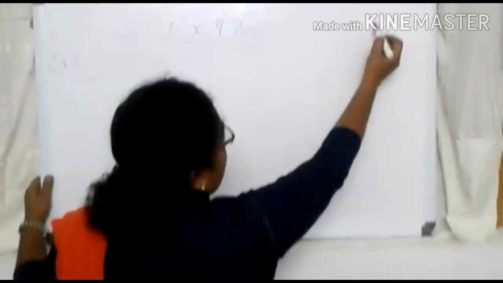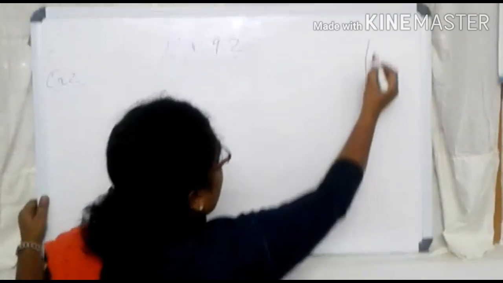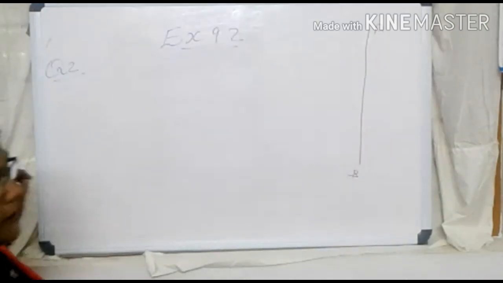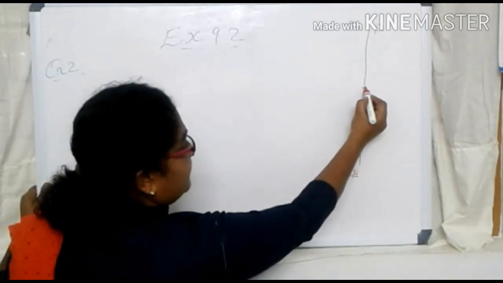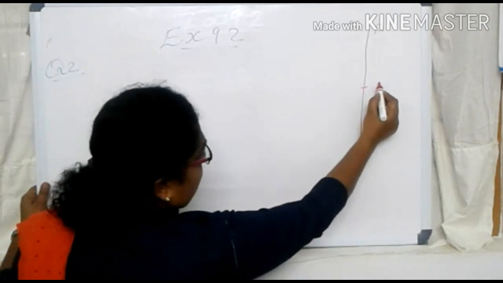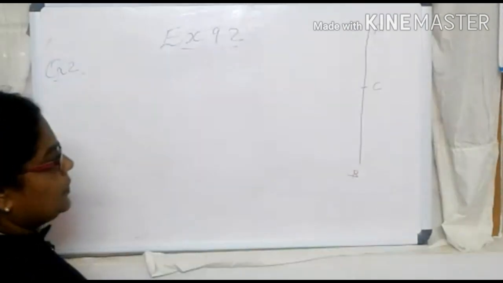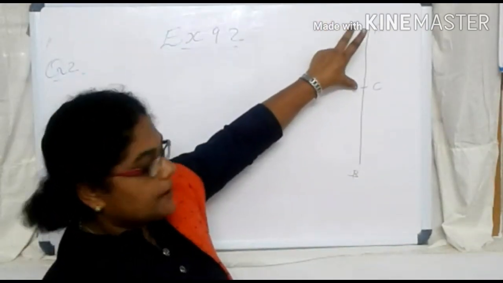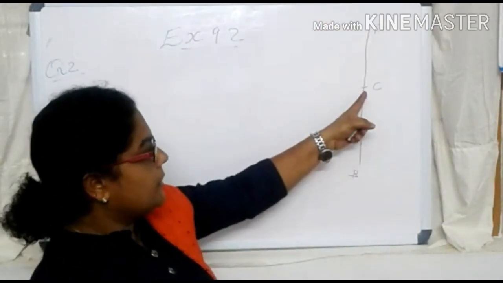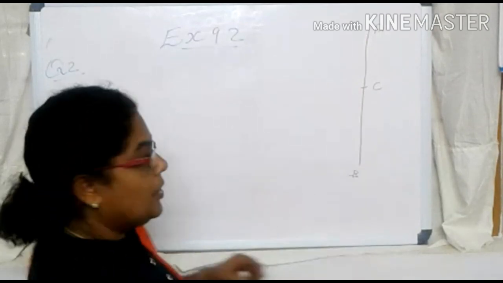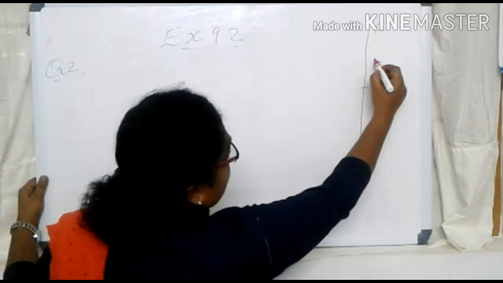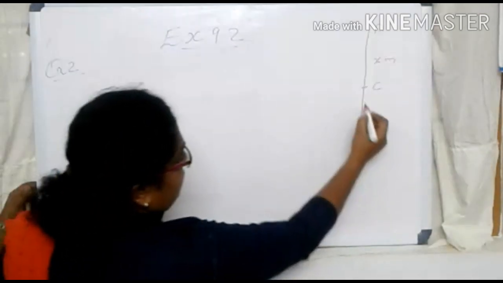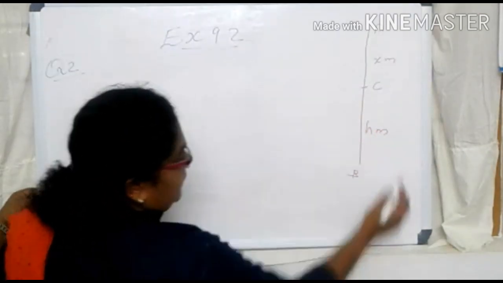Suppose this is the tree. AB is the tree. This tree is broken from this point, from here. This one we can name C. So, which is the broken part of the tree? AC is the broken part, and the remaining part is BC. So, we say X meter is broken, and the remaining height is H meter.